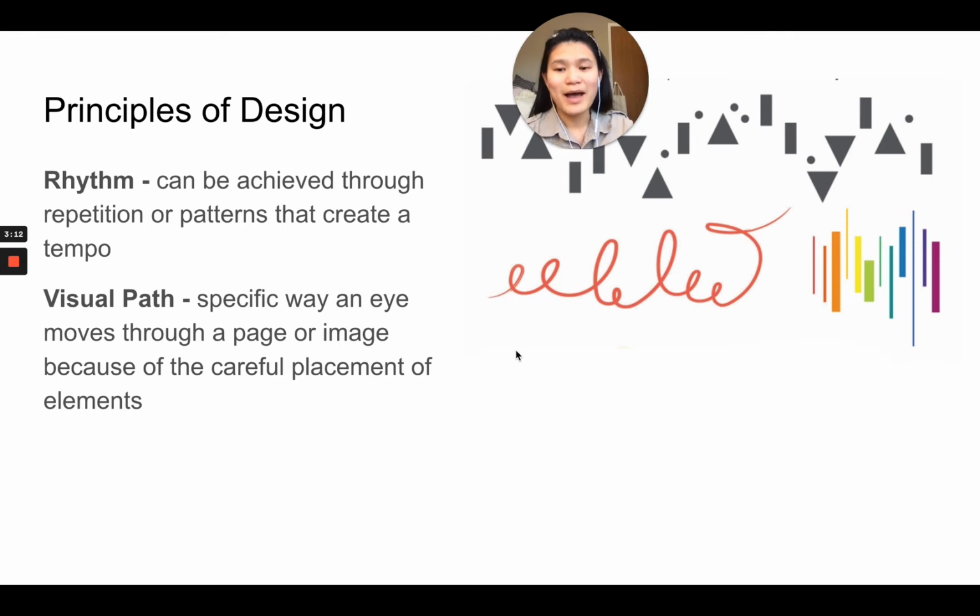And then visual path is the specific way an eye moves through a page or image because of careful placement of elements. I included that on this slide because a line is a pretty simple way to move an eye across a page. And because in the United States we read from left to right, that is a logical way for our eye to move. So we would follow this line along from left to right.